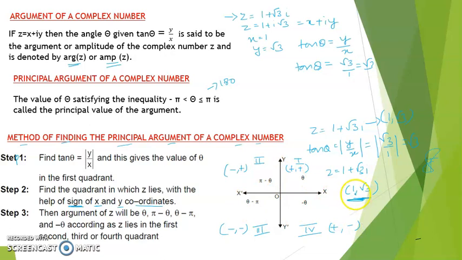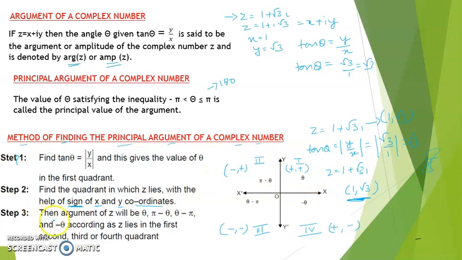So the sign of this ordered pair is positive. We don't have to see the value 1, 2, 3. I'm repeating again, we have to just see the signs. Plus, minus, minus, plus, whatever. Here it is both positive, so this is first quadrant. So theta is in first quadrant.